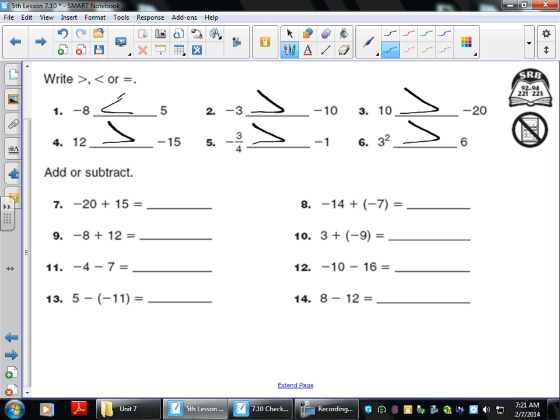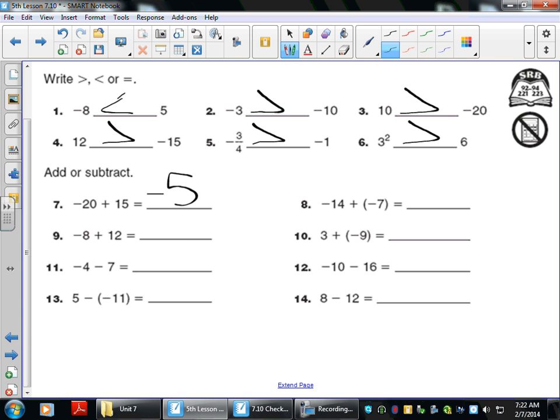So I like to think of it as owing money. I don't know how you like to think of it, whatever way works best for you. But I look at it as I owe you 20. I'm -20 in the hole. I give you 15. I still owe you money, but now I only owe you 5. That negative sign meaning I owe you 5.